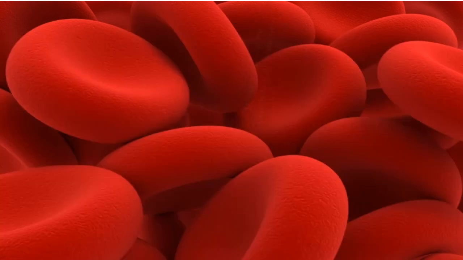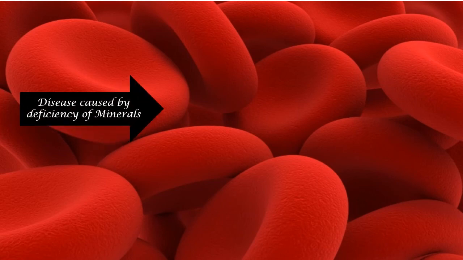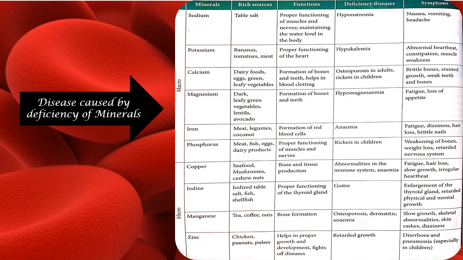Here in this slide, I have just included the diseases caused by the deficiency of minerals. It's like a huge chart where you can identify the macro and micro minerals involved here. Macro minerals are segregated, and micro minerals are also segregated. Some minerals given here are sodium, potassium, calcium, which we already discussed. Magnesium, iron, phosphorus, all these come under macro minerals.